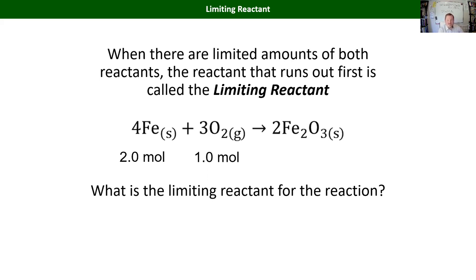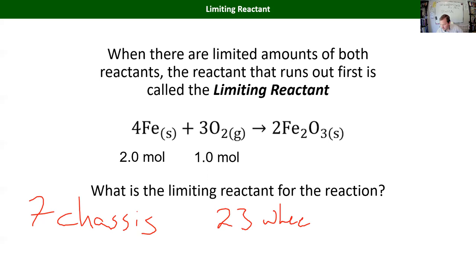Right, so whatever is going to run out first, it's not always what you have least of. If we had seven chassis and 23 wheels, what's going to run out first? It's going to be the wheels that run out first, right? Even though I have more wheels, I'm using them up four times as fast. So the limiting reactant is not just what you have least of, it's what runs out first.